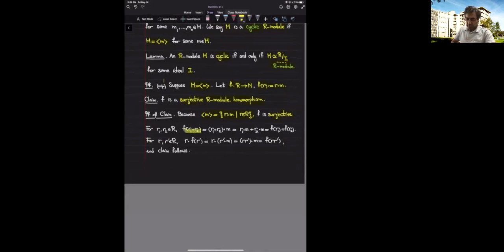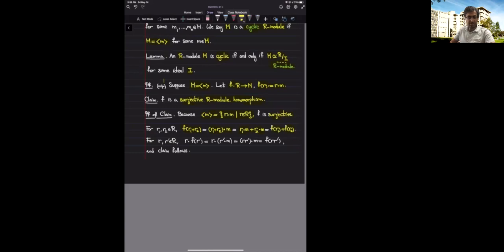So let's pick two elements inside the ring and ask ourselves, what is F of r1 plus r2? By definition, it is this scalar times m. I do have the distributive law, so I can write it as r1 times m plus r2 times m. This one is F of r1, and this term is F of r2. So I end up showing that F preserves addition.